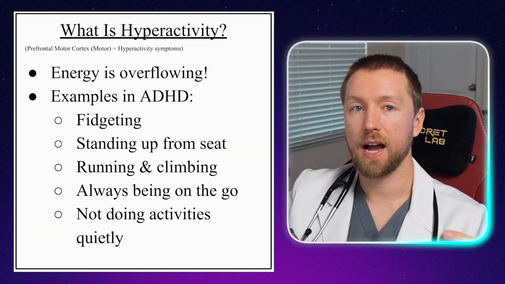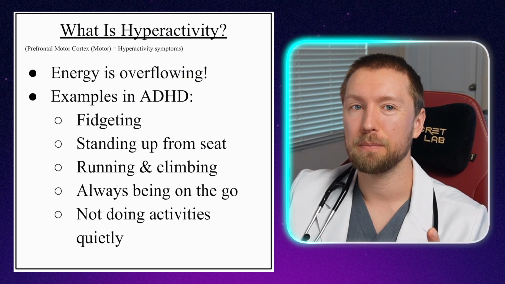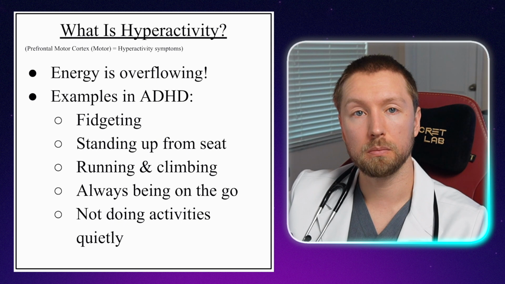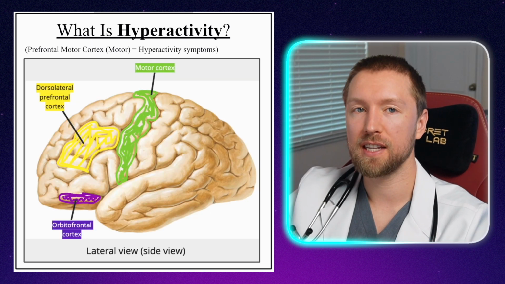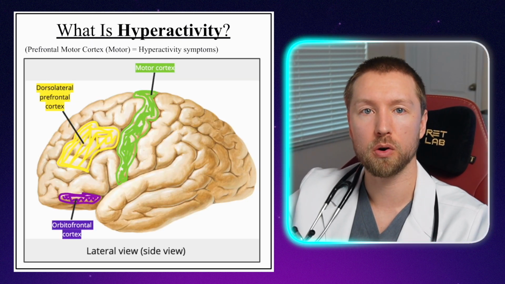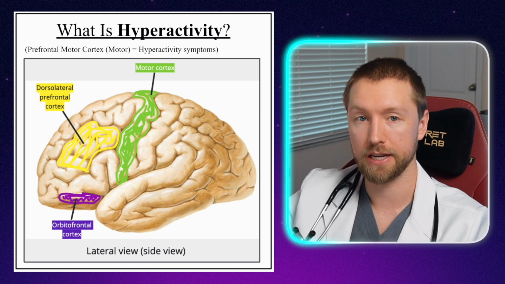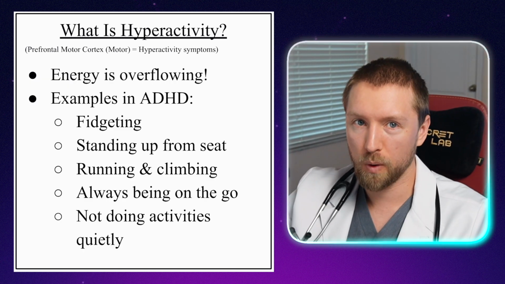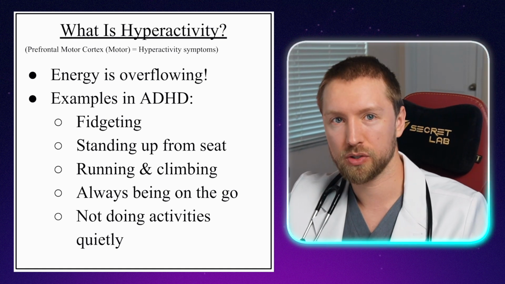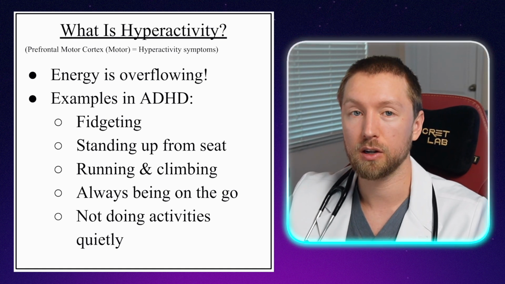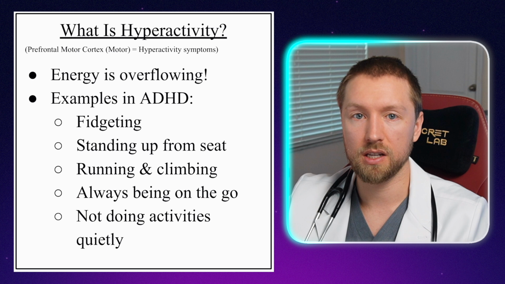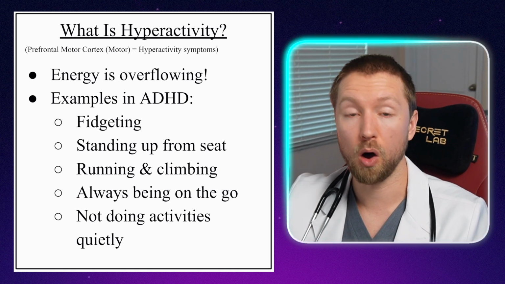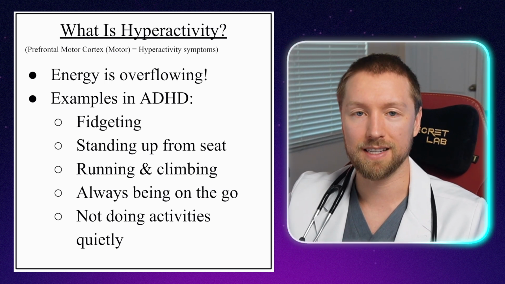Now, what is hyperactivity? Well, first of all, that happens in the prefrontal motor cortex. As we can see here, the prefrontal motor cortex is the one in green. Now, what does this look like? Well, it looks like energy is just overflowing, way too much energy. And some examples of hyperactivity in ADHD include fidgeting, standing up from your seat, running and climbing, always being on the go, and not doing activities quietly.